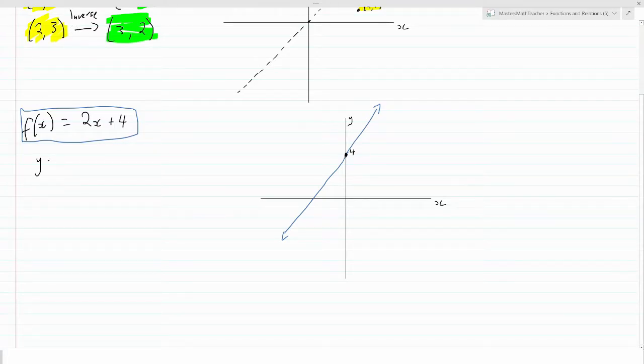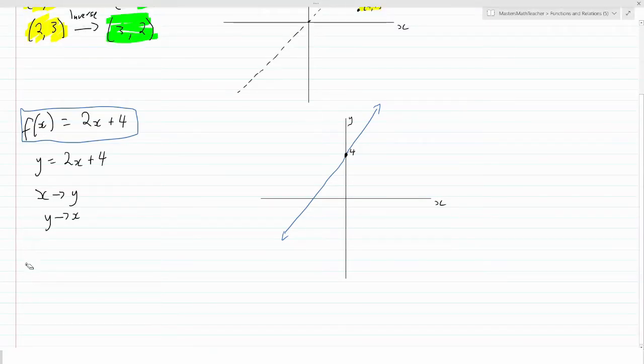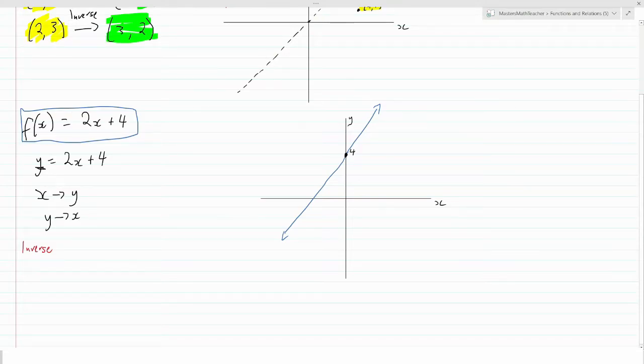Okay. Now, let's find the inverse of this. So we know this is the same as y equals 2x plus 4. If the inverse means that x becomes y and y becomes x, what we can do is, for the inverse function, and I'll put a red inverse function here, wherever there's a y, we replace it with x. Wherever there's an x, we replace it with y. So this is our inverse function.